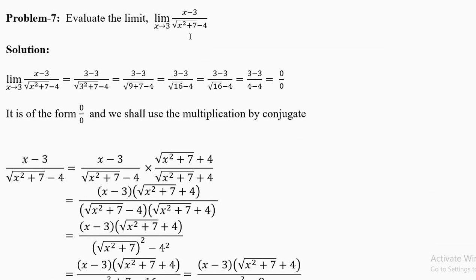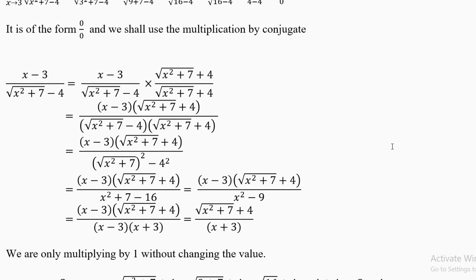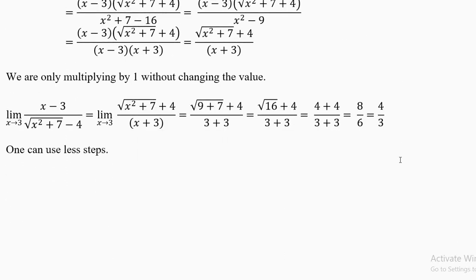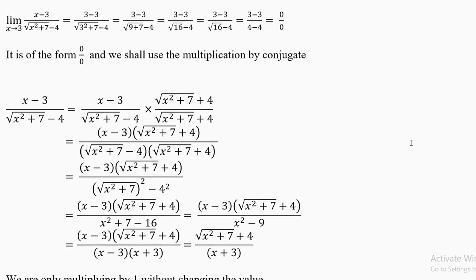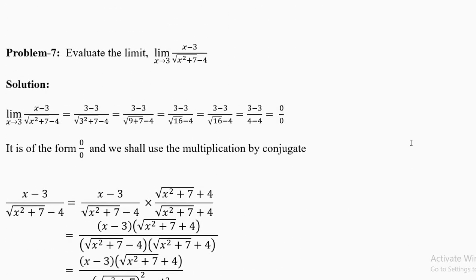Again, this question is same as the last three questions. This is 3. Again, you'll get 0 by 0. Multiply with the conjugate. You'll get 8 by 6, which is 4 by 3. Just look at these questions. Read one question and do the three questions yourself.